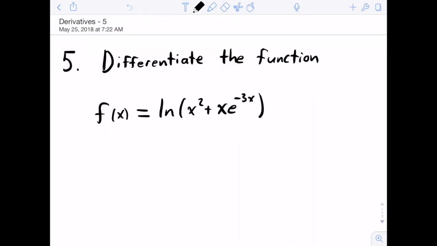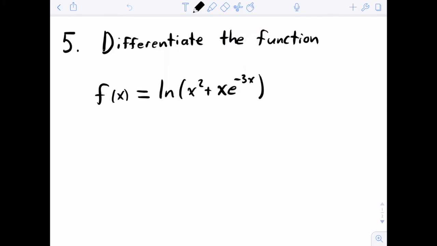Okay, so here's the last problem that we're going to look at. It's asking to differentiate the function f, which is given by the ln of (x squared plus x times e to the negative 3x). It looks like an ugly function, but it's not that bad. It's just that you have to remember the different rules that we have to apply. First, we've got some function shoved inside ln. The rule for this is that the derivative is just the derivative of the inside divided by the inside.